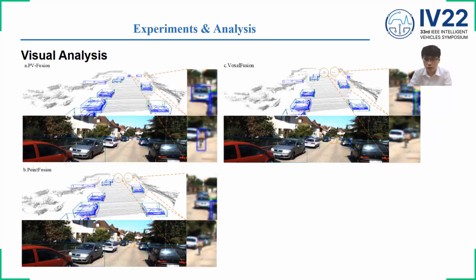We also visualize some detection results of different methods. A cyclist and a car are missed by methods based on point fusion and voxel fusion due to few points. Although they are not labeled, they can still be clearly seen in the image. The method based on PVFusion can obtain richer semantic information, so it can successfully detect the 2 objects.